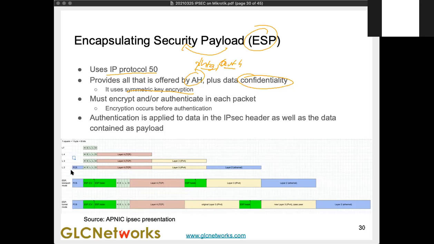If there is no IPsec, this is how the data looks like. With IPsec ESP, the data will be like this. They will put the ESP header in front, and then there will be an ESP trailer here. What happens with the data between the header and trailer? It will be encrypted data. So they will not see hello.